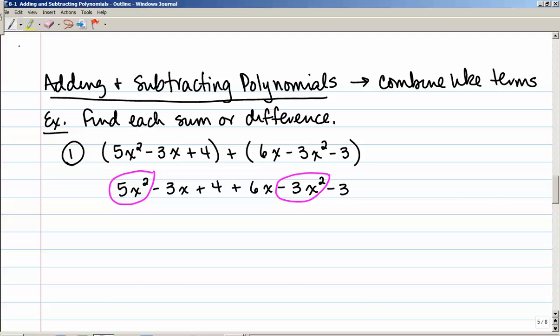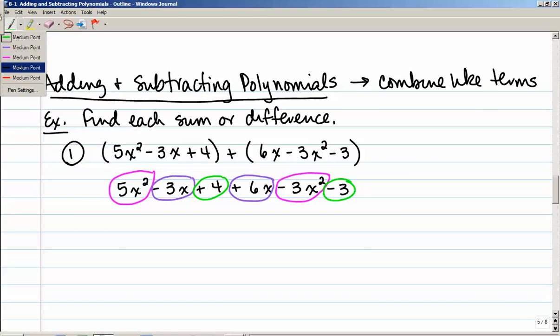I also have a negative 3x and a positive 6x. And there's a positive 4 and a negative 3. So let's just combine the squared terms, the ones I've circled in pink. So 5x squared minus 3x squared is going to give me 2x squared. Don't touch the exponents, those stay the same. It's like I have 5x squareds, and I need to take away from that 3x squareds.